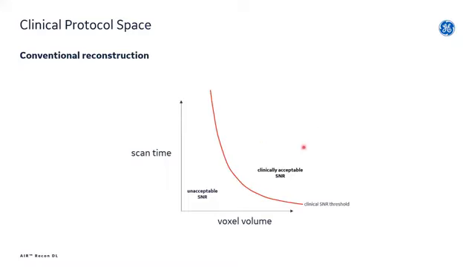We, again, place our threshold levels for scan time and for resolution, and we see that with conventional reconstruction, we have a very small, clinically usable protocol space. If I set my scan time or my voxel volume in certain combinations, I can only do so in this small red triangular region.